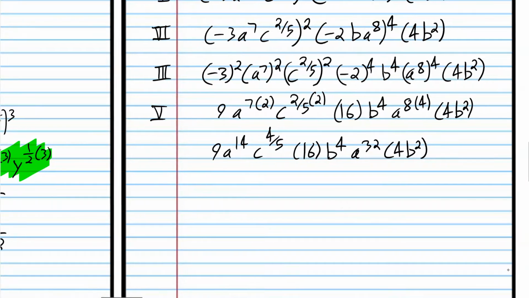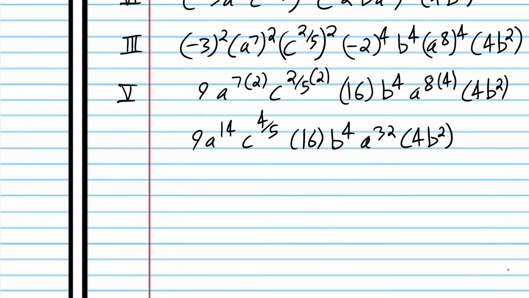Alright, so I'm going to combine the 16, 4, and 9. So we may need a calculator for this. Those are going to be some pretty big numbers. 9 times 16 equals, and then times 4 equals 576. So don't be afraid to use your calculator because those numbers are kind of big.